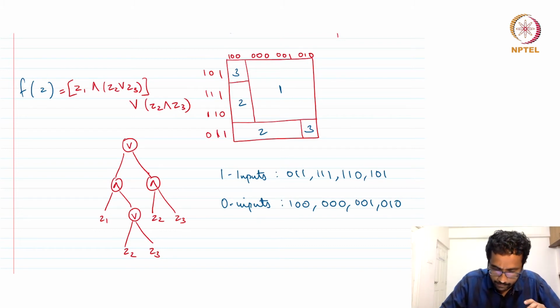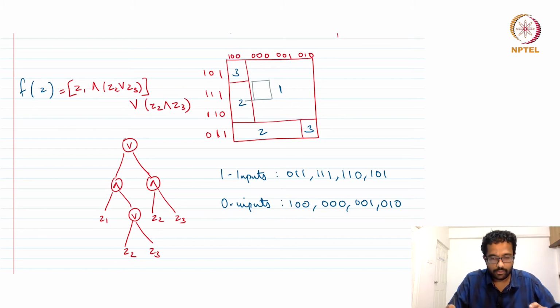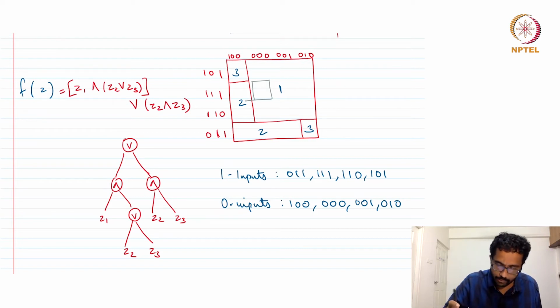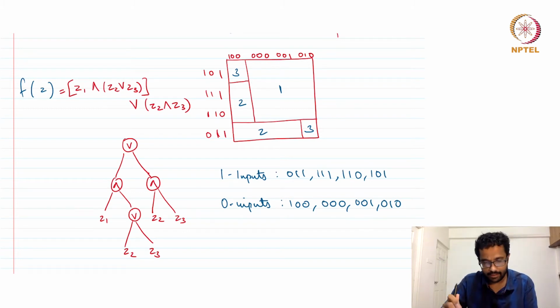So notice that for some entries there are multiple correct answers. For instance, look at this entry here: anything would be okay here, because the column is indexed by 0 0 0 and the row is indexed by 1 1 1. So 1 or 2 or 3, anything would do. But in this case it turned out to be more convenient to have 1, because the rectangle partitioning is better in this case.